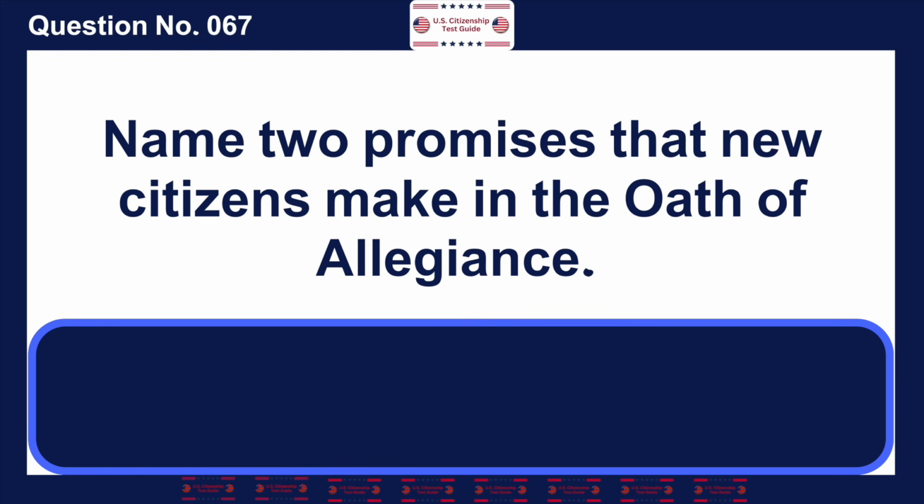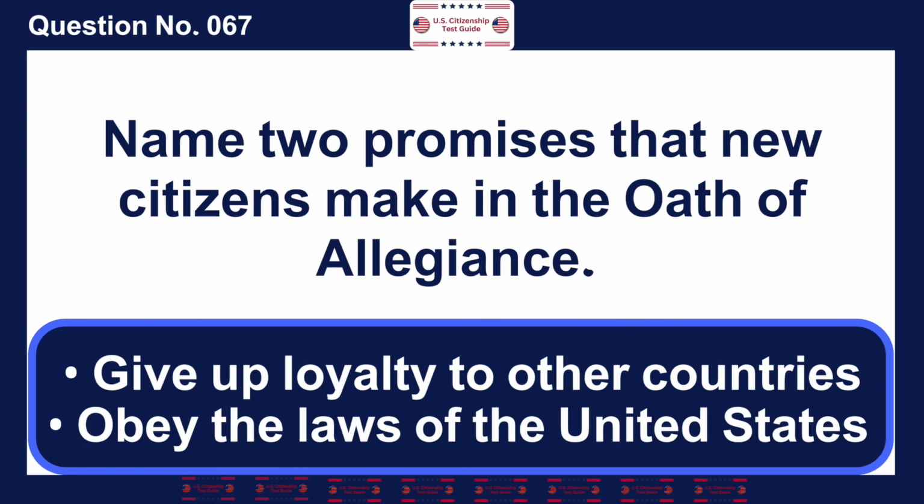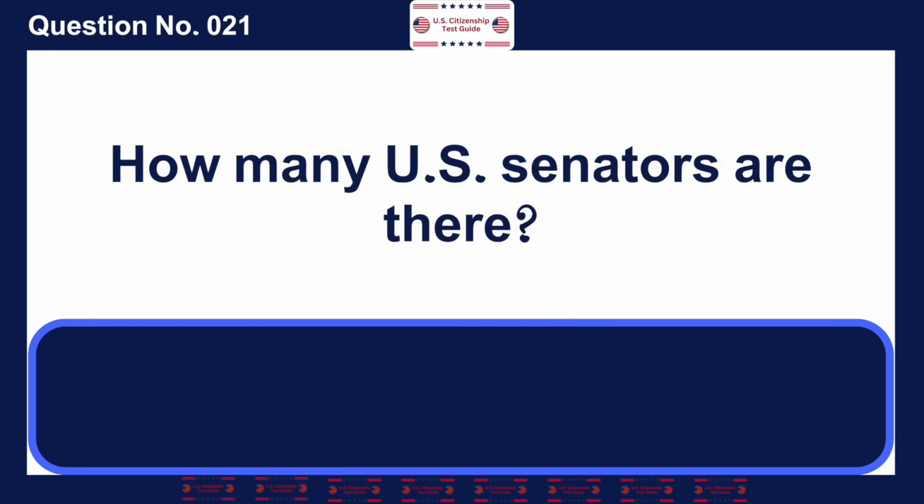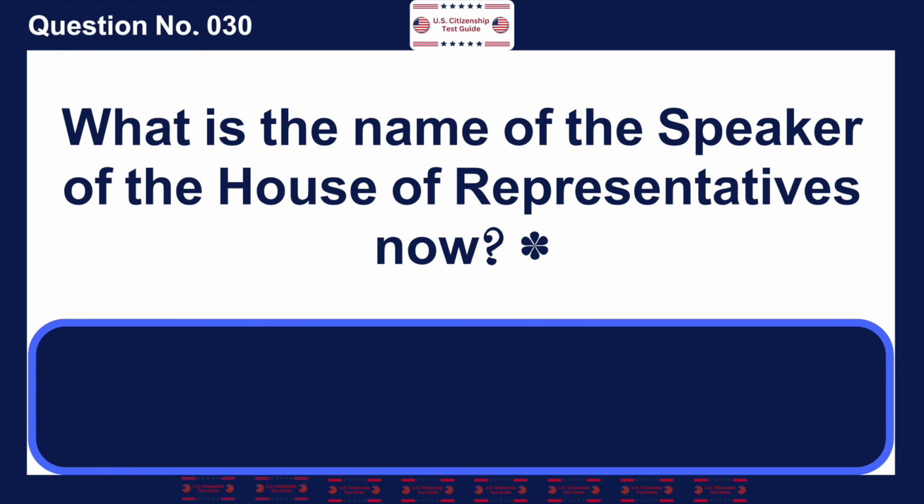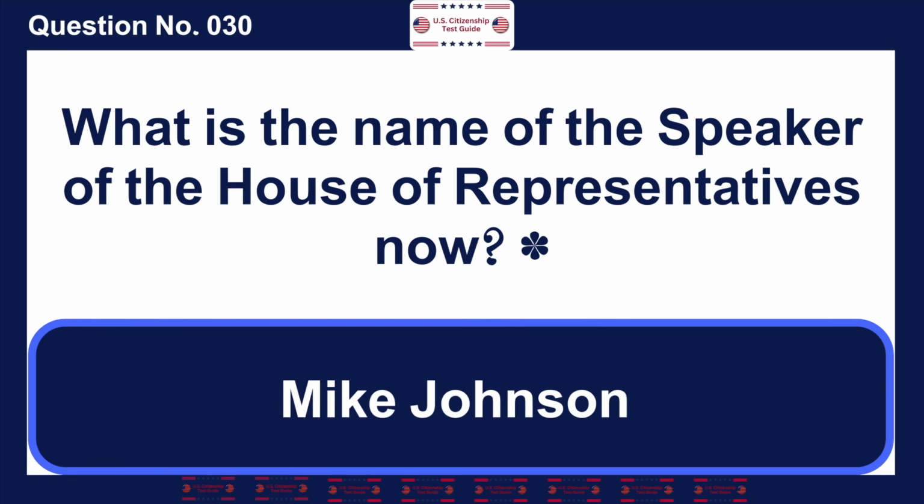Name two promises that new citizens make in the Oath of Allegiance. Give up loyalty to other countries. Obey the laws of the United States. How many U.S. senators are there? 100. What is the name of the Speaker of the House of Representatives now? Mike Johnson.